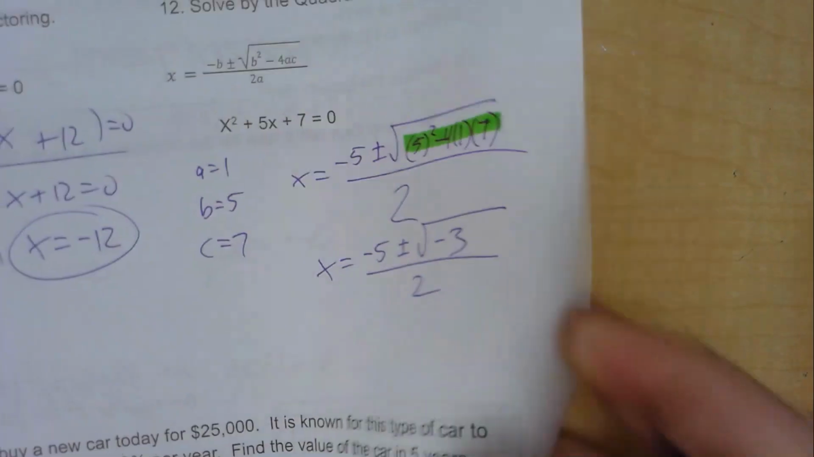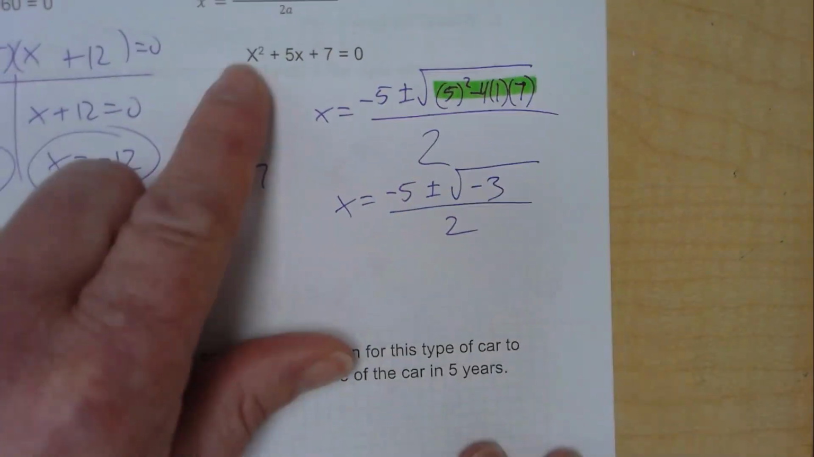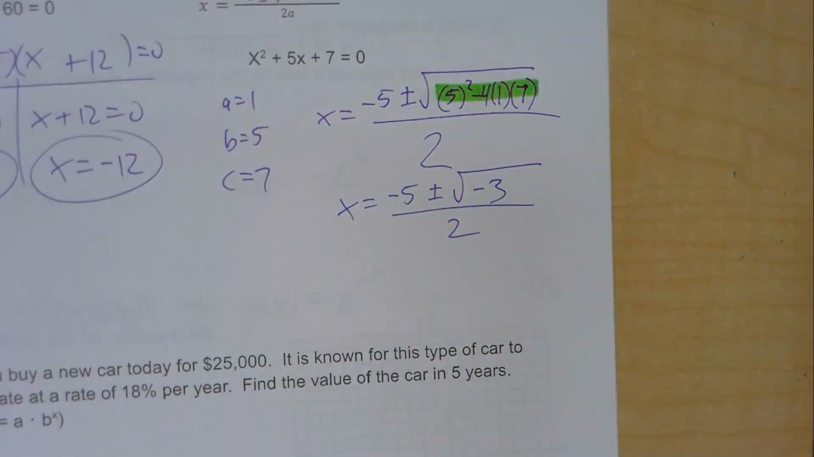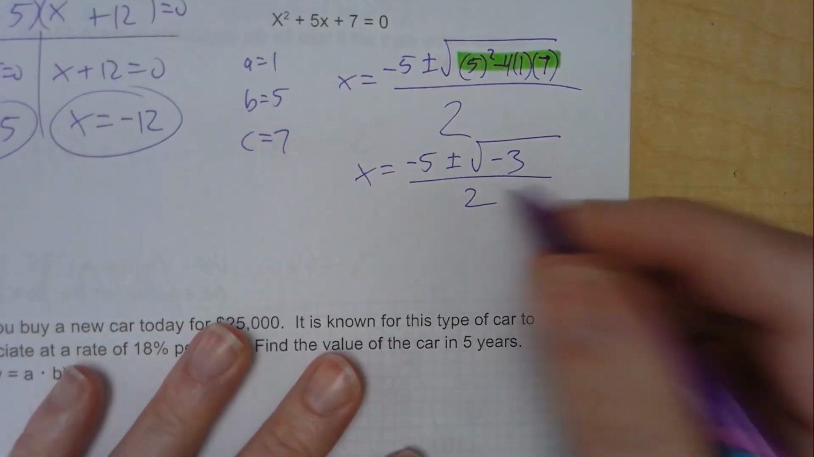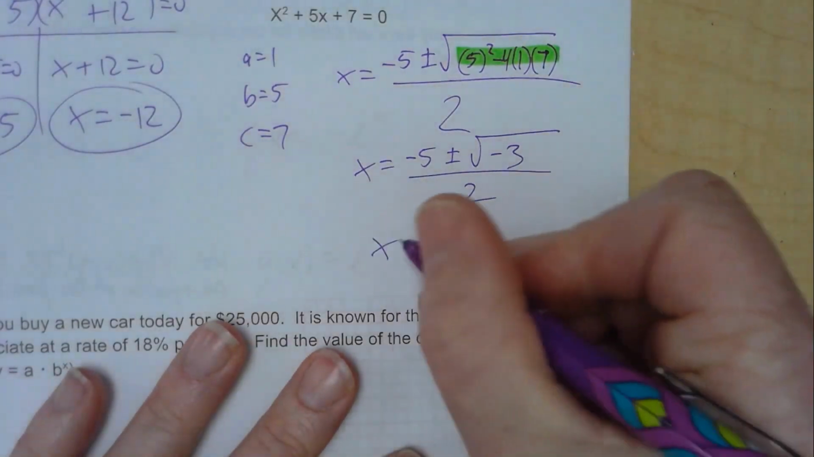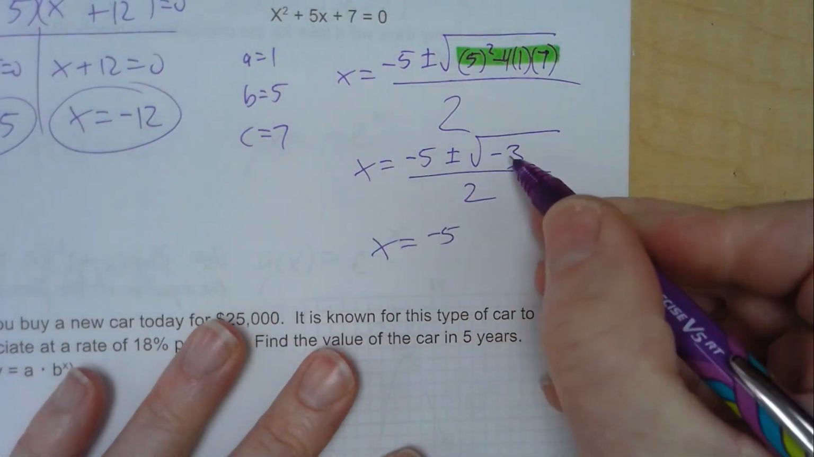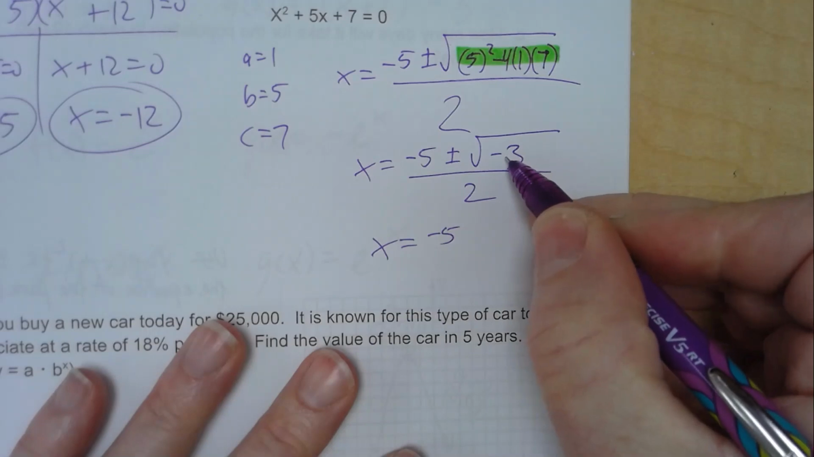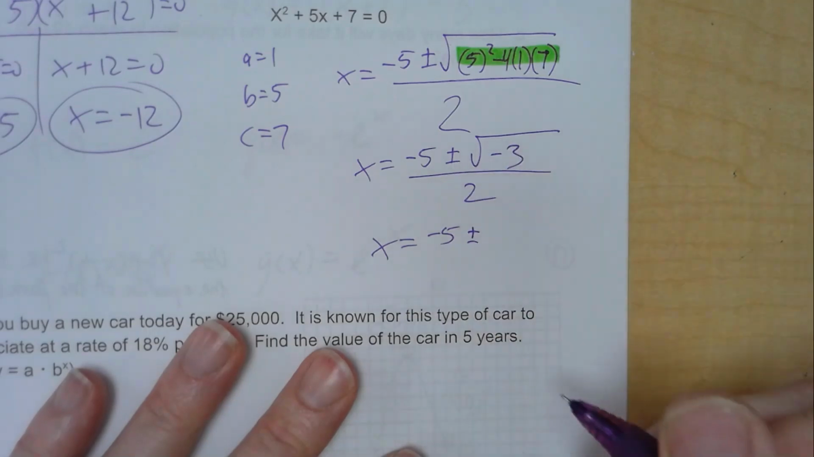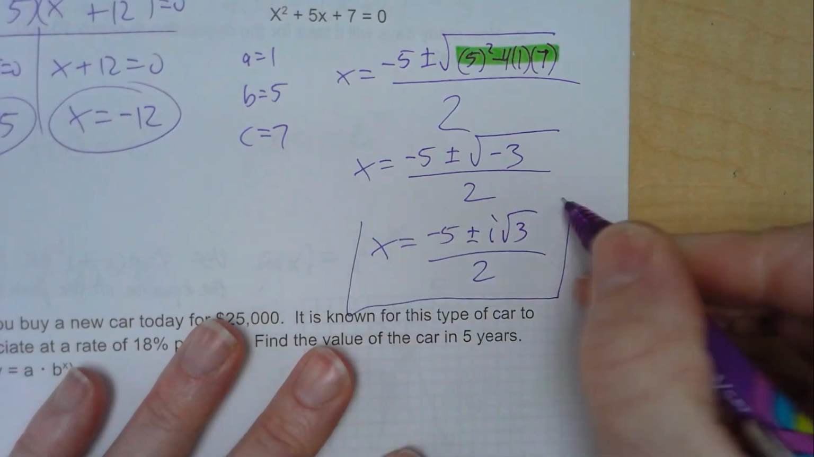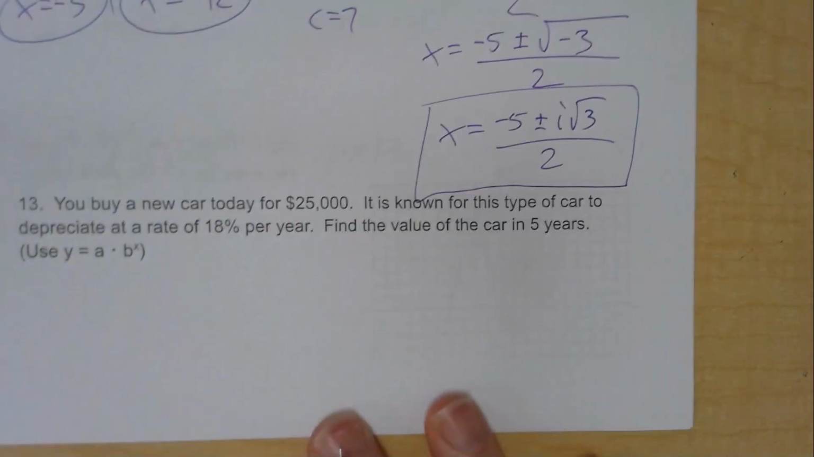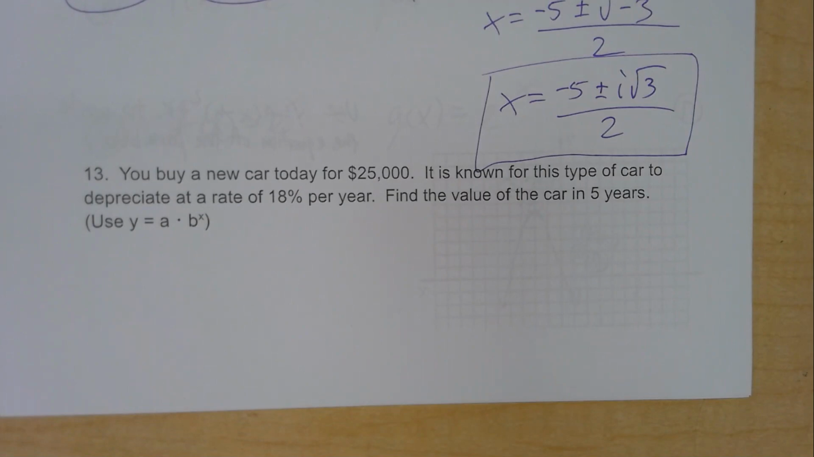When there's a negative number there, that means that the parabola never is equal to 0. It never has a place where it crosses the x-axis. So the solutions are non-real. They're imaginary, right? Complex solutions. So x is equal to negative 5. We take out the negative and we change it to i, because the square root of negative 1 is i. Square root of 3 over 2. All right. Okay, now we go into the exponential stuff.